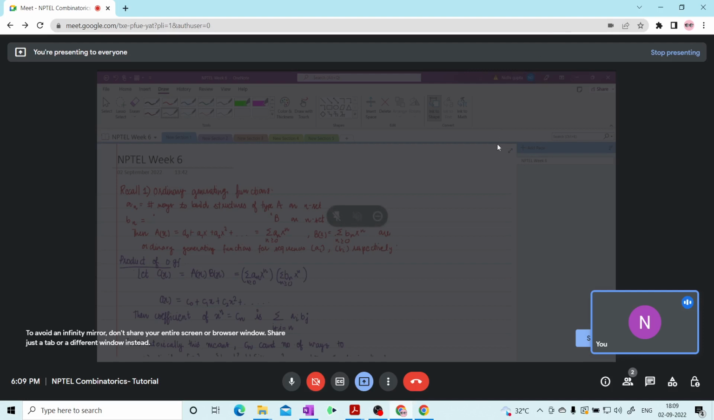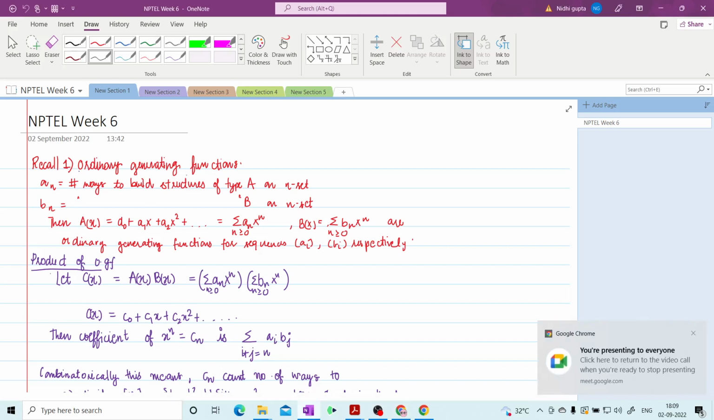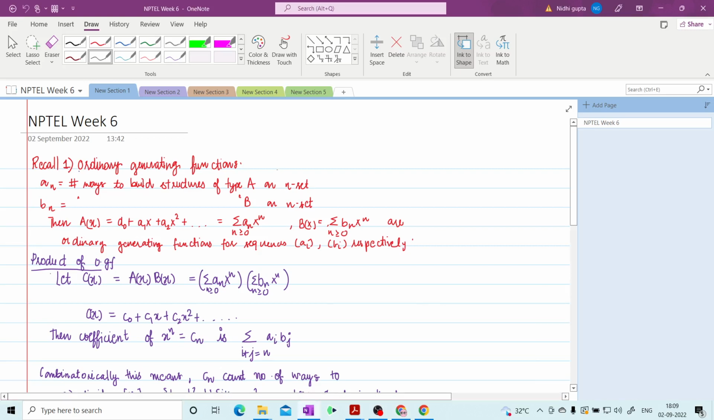Okay, so today in week 6 we'll discuss ordinary generating functions and exponential generating functions. These functions are basically used to solve some recurrence relations. Today we'll be solving a few problems which use ordinary generating functions or exponential generating functions. But before solving these problems, we'll quickly recall what these are, so that we know in which problem which type of function we should use, the ordinary one or the exponential one.